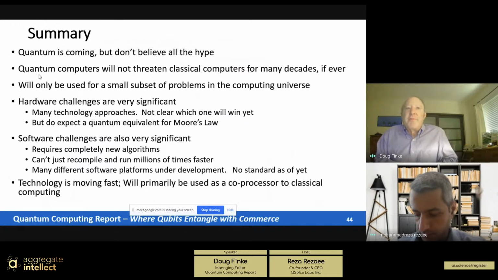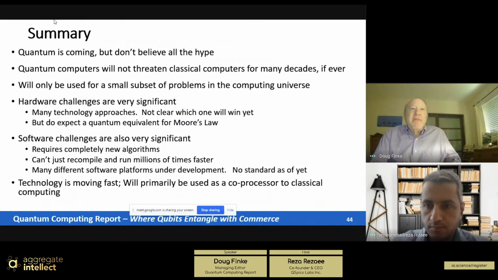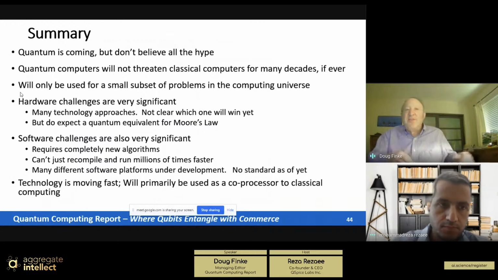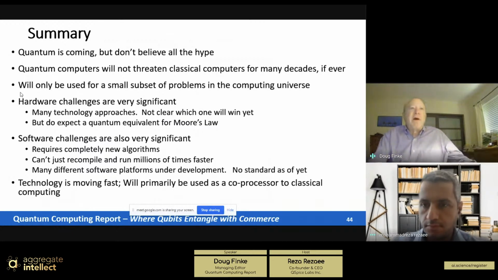So to summarize, quantum computing is coming, but it's important to understand that quantum computing will never replace classical computers. They'll really be used as a coprocessor, much the same way as a GPU is a coprocessor to a classical computer. And they won't be used for everything. There are only certain problems where a quantum computer is useful. For things like Excel spreadsheets or browsing the web or email or balancing your bank accounts, they will never be used. Classical computers will always be superior.